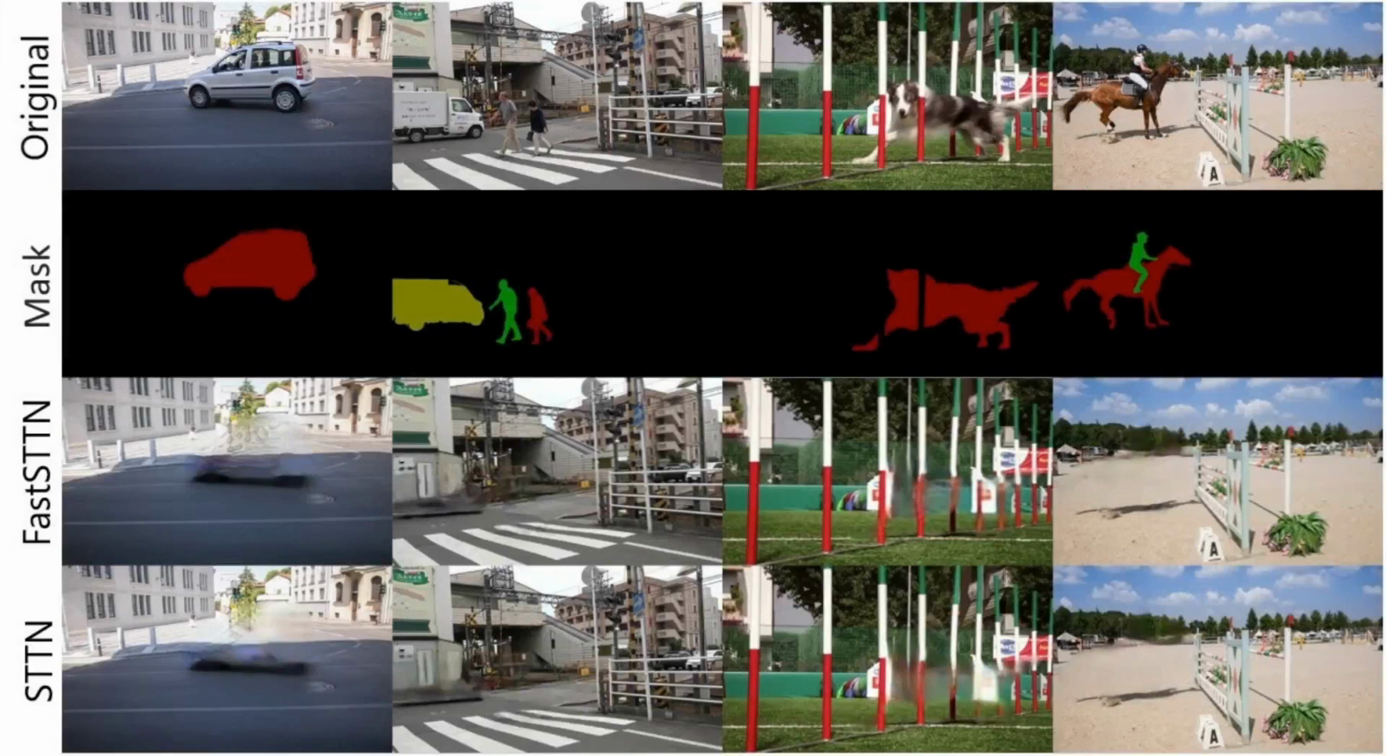This is a qualitative comparison of both models. The first row shows frame samples from frame sequences that went through the models. The second row shows the respective masks of the frames of the first row. The third row shows the inpainted frames by the Fast STTN. The fourth row shows the inpainted frames by the STTN.